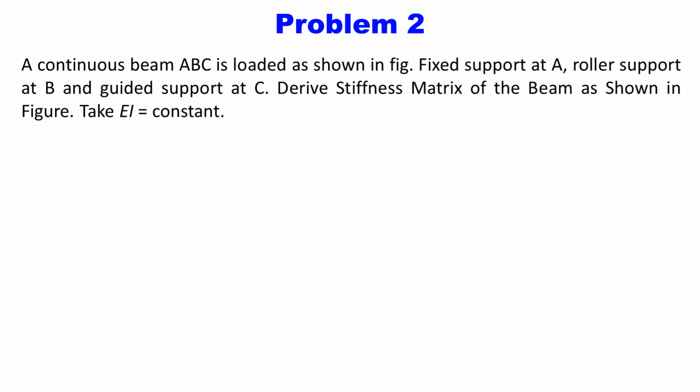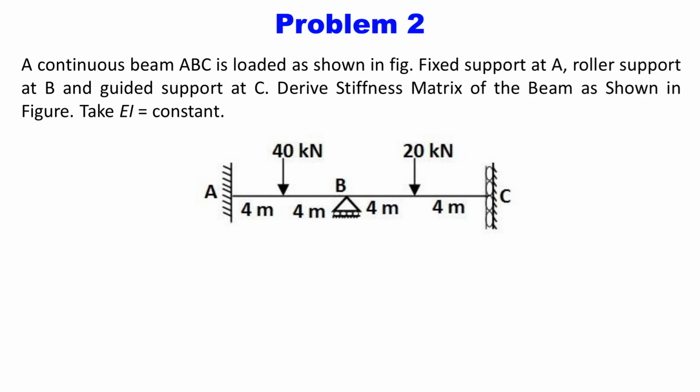So problem number 2: the beam is shown to you and the question is to derive the stiffness matrix of the beam. If you understand the beam now, the left support is fixed, the middle support is a roller, and the end support at C is called a slider or guided support. See here, it is a guided support at point C. A guided support is also called a slider. So a slider is provided at point C.